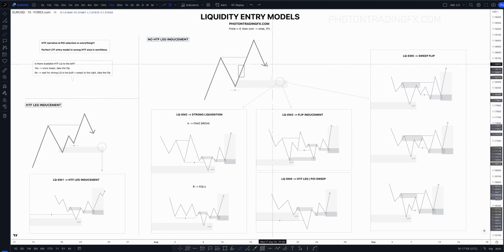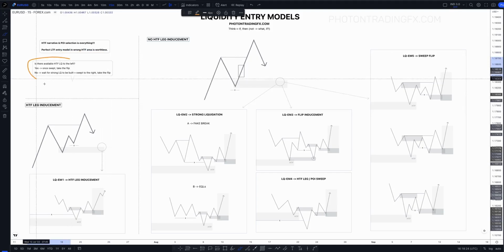And then lastly, again, no liquidation, nothing in the pullback, but the flip sweeps. Perhaps that's enough for you and you may want to get involved. But I'm going to keep saying this again and again until it sticks. It's all about the higher time frame narrative and POI selection. That is what comes first every single time. The perfect lower time frame entry model in the wrong higher time frame area is worthless.